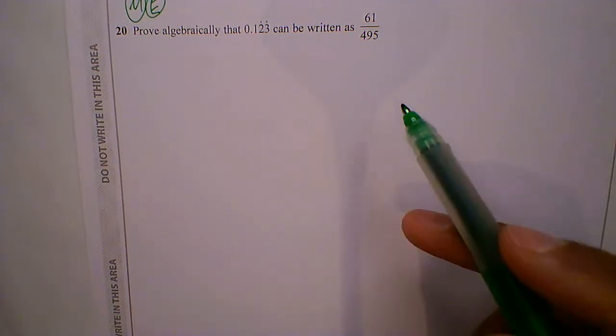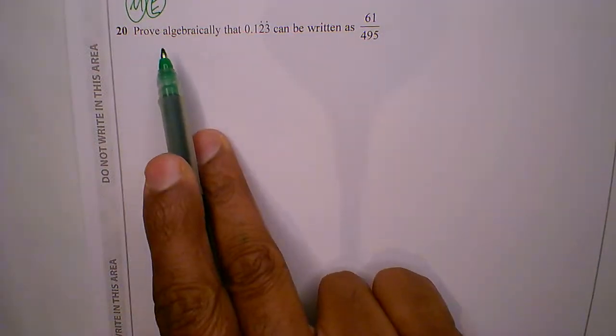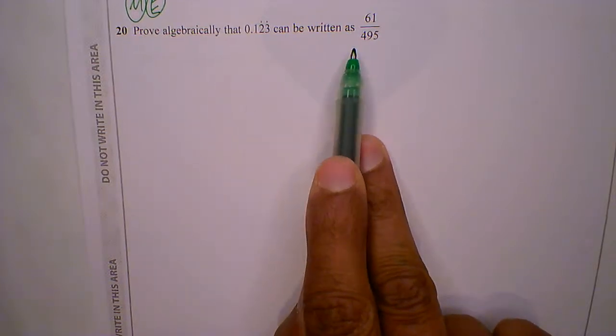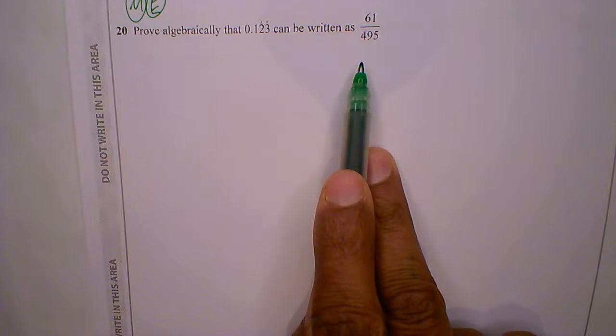And so now we can take our time answering questions, making sure we bank the other questions. So let's get started with question 20. Prove algebraically that 0.123 recurring can be written as 61 over 495.